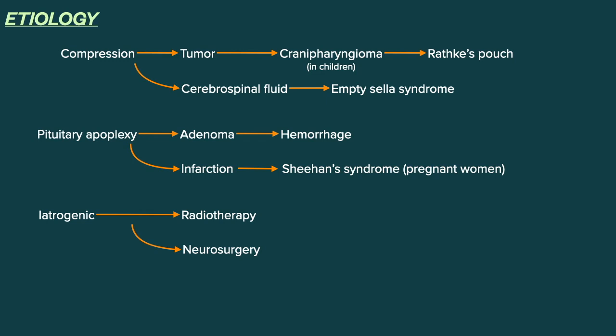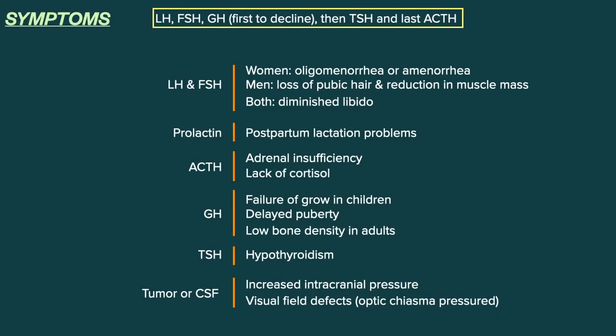Finally, there are iatrogenic causes of hypopituitarism, like when there's unintentional damage to the pituitary gland during radiation therapy or neurosurgery. Symptoms of hypopituitarism can vary greatly depending on which hormones become depleted. In general, luteinizing hormone, follicle-stimulating hormone, and growth hormone are lost before thyroid-stimulating hormone and adrenocorticotropic hormone. So let's go through these in order.